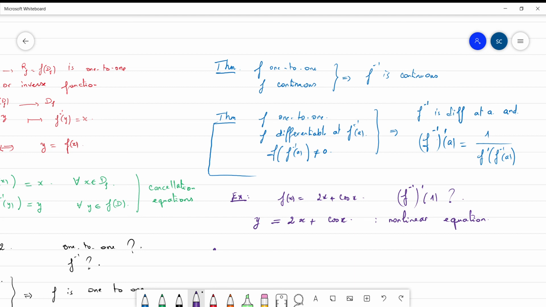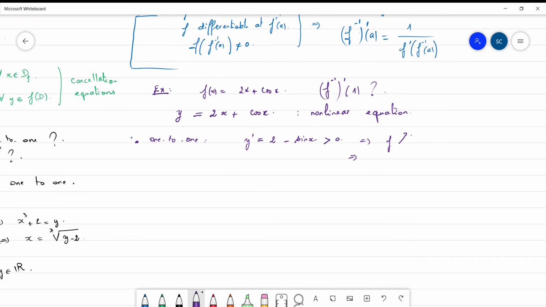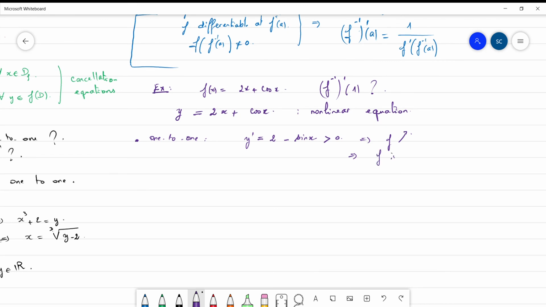So first let's check the one-to-one property. Is it one-to-one? Let's check derivability and the monotony, for example. I have f prime equal 2 minus sine x, so yes, it is always strictly positive. So f is strictly monotone, and then f is one-to-one. So f minus 1 is well defined.